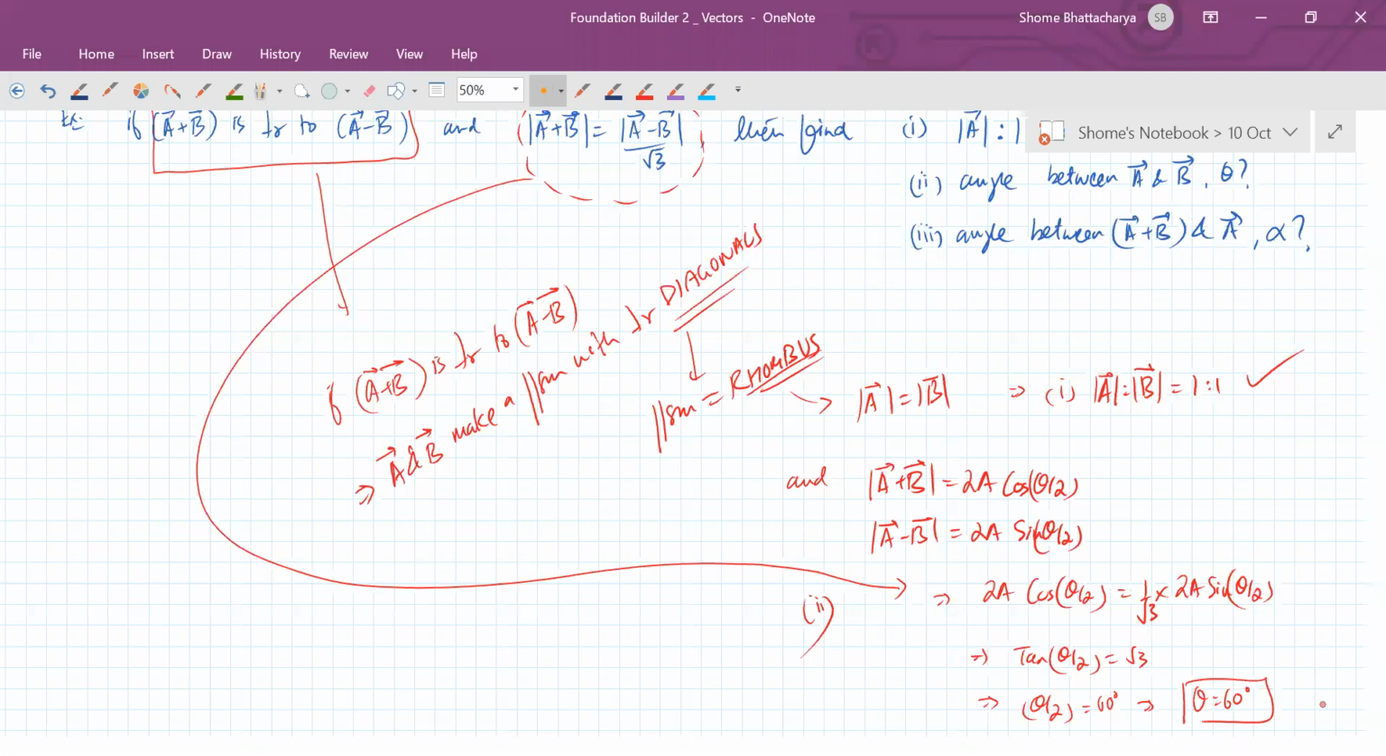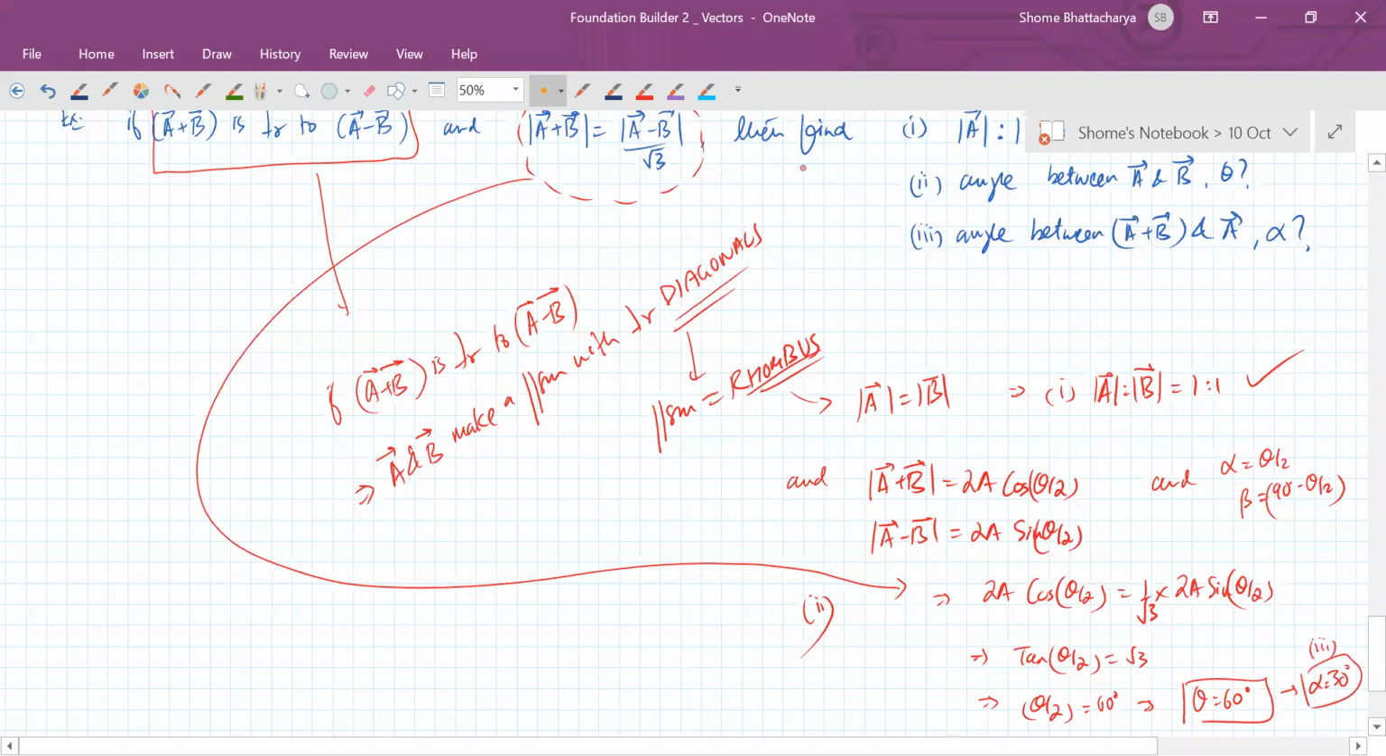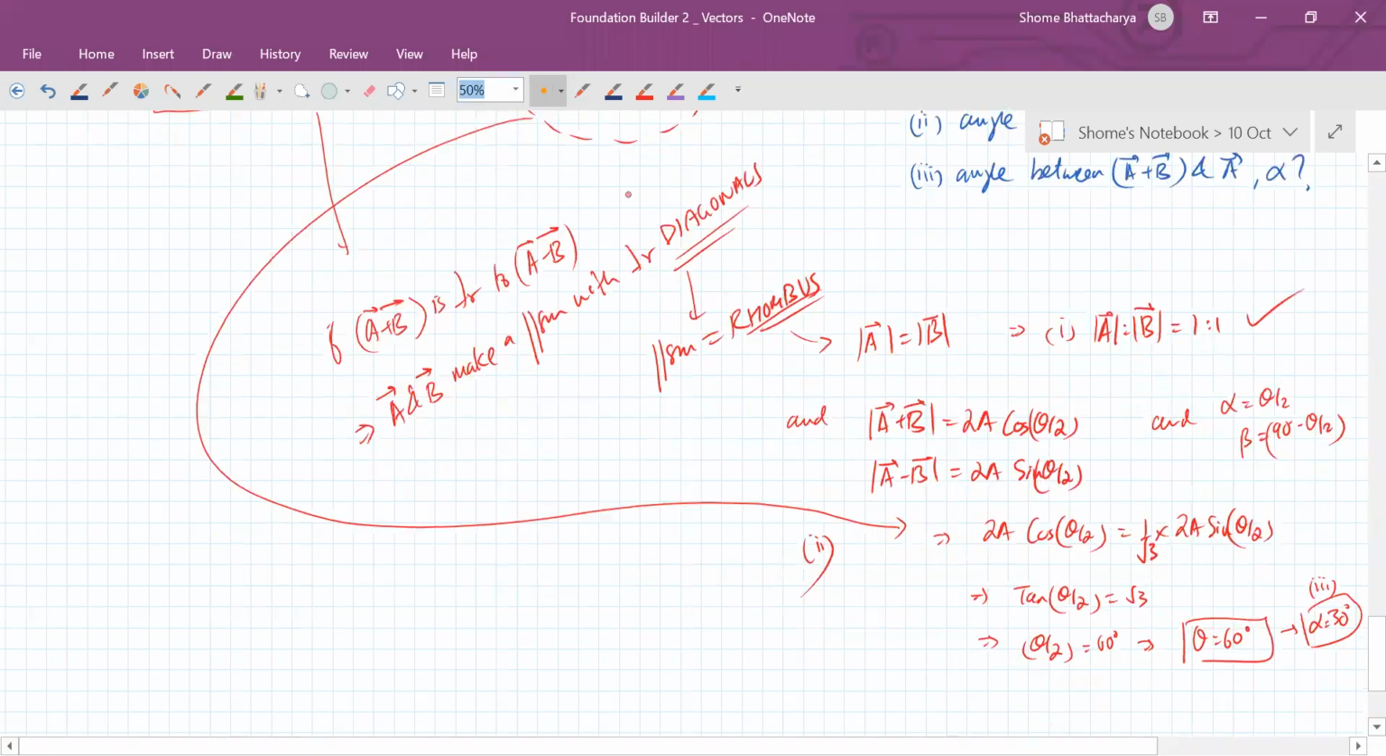Okay, and also alpha is theta by 2, beta is 90 minus theta by 2. So alpha is equal to 30 degrees. So it all becomes very easy to solve. It's almost directly from the theorem now. So hope you are understanding, people.